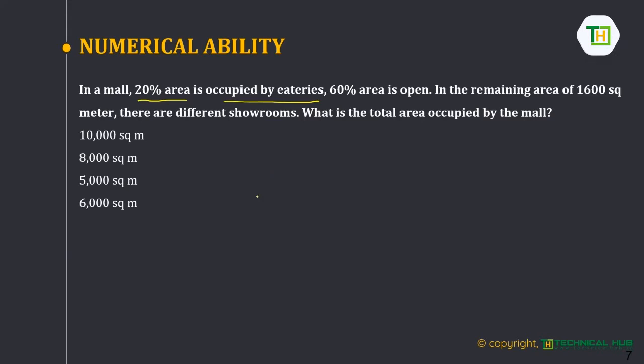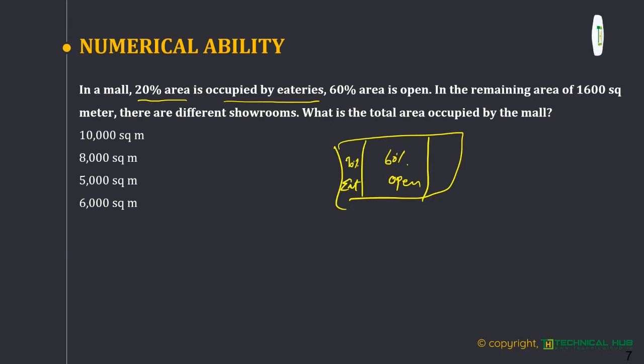Very simple. Here, this is the entire mall. In this, one part is 20 percentage and another 60 percentage. 60 percentage that is open, and this is eateries, and this is open. Still how much percentage is left over? 20 plus 60, 80. 80 is completed. Still 20 percentage. Why? Because the total area is always 100 percentage, right?